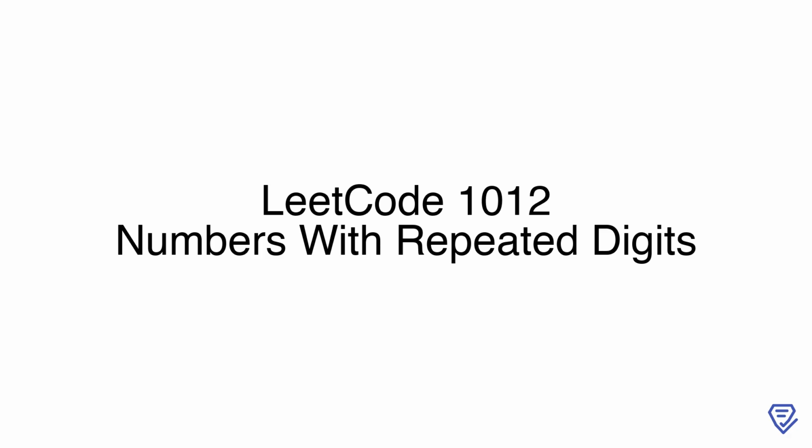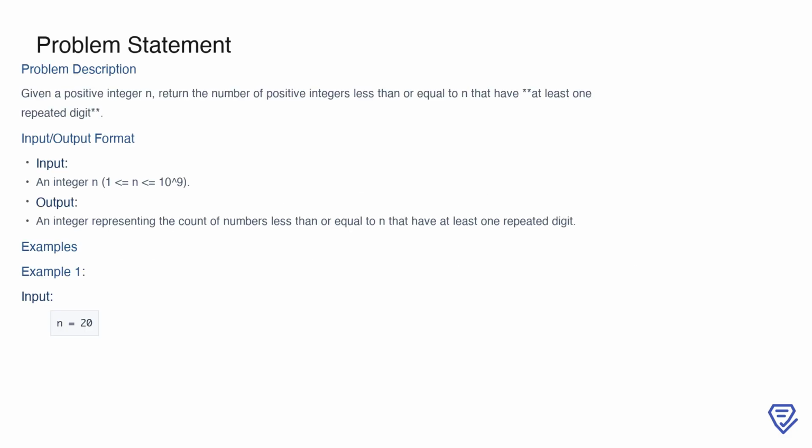Let's dive in. The problem asks us to determine how many numbers less than or equal to a given positive integer n have at least one repeated digit. For example, if n is 20, we need to analyze all numbers from 1 up to 20 and identify which of them have repeating digits. The input to the problem is a single integer n, which can range from 1 to as large as 10 to the power of 9. The output will be an integer representing the count of numbers with repeated digits within this range.